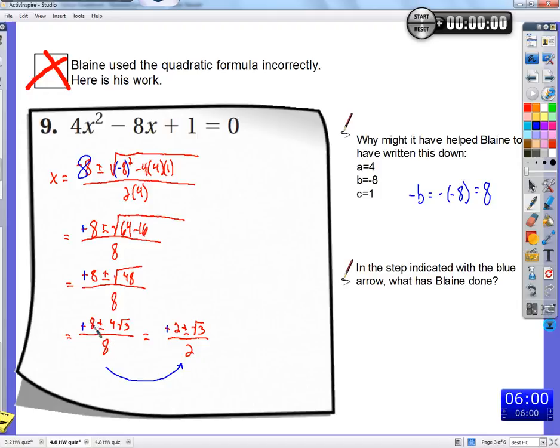Another common mistake is to cancel out the 4 from just these two, just the 8 and the 8, or just to cancel this 8 with this 8 completely. Be careful of that. You're going to cancel out a 4 or whatever factor it needs to be with every single term. In this case, there are 3 of them. So dividing each of them by 4, 8 divided by 4 is 2, 8 divided by 4 is 2, 4 divided by 4 is 1, 1 times the square root of 3.